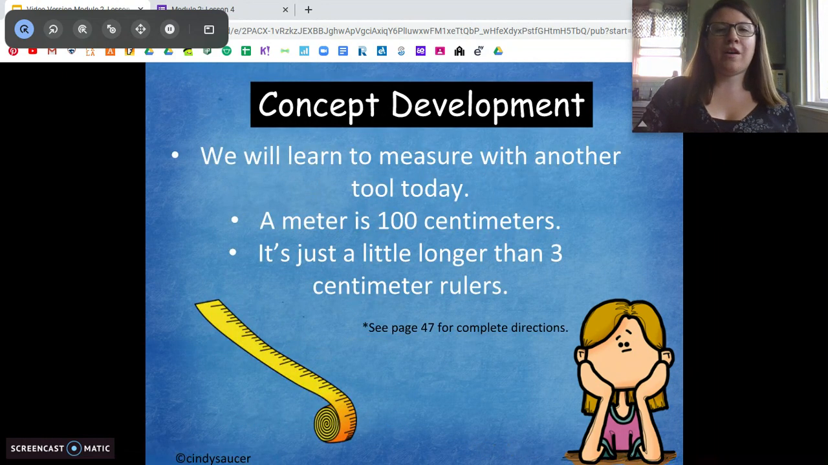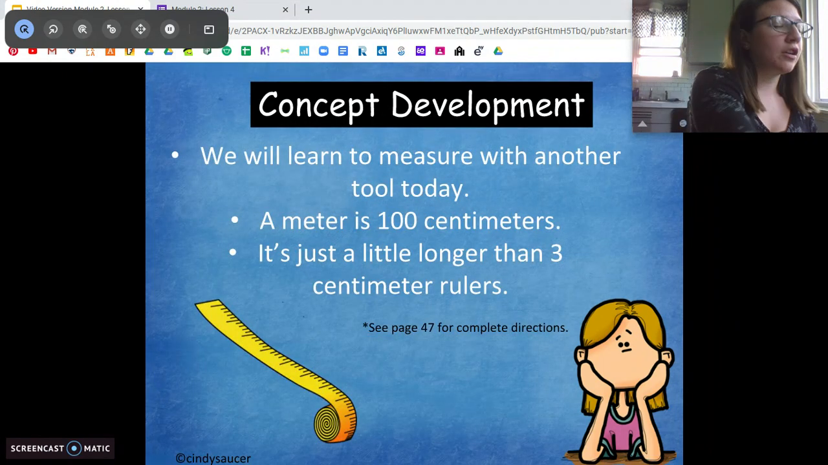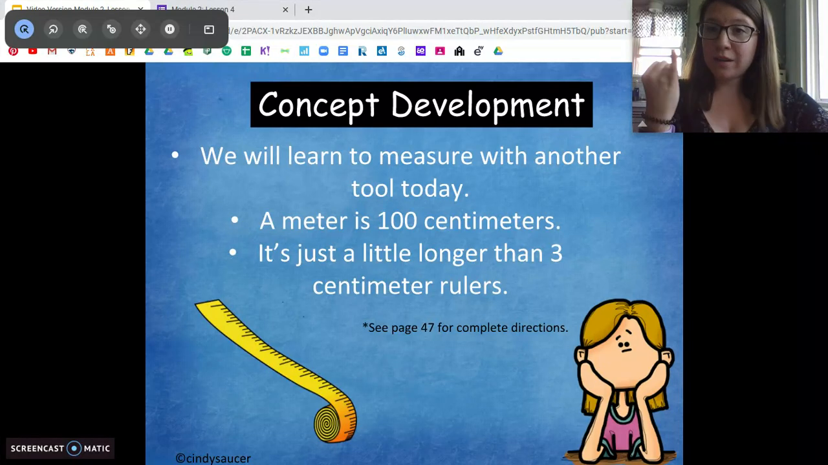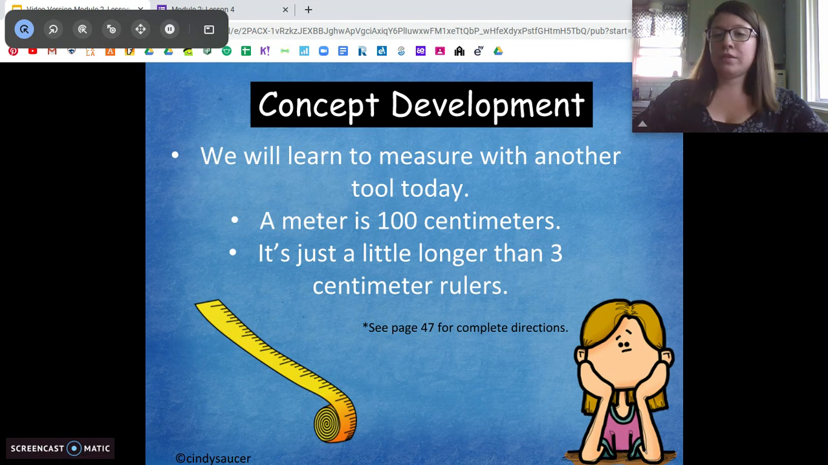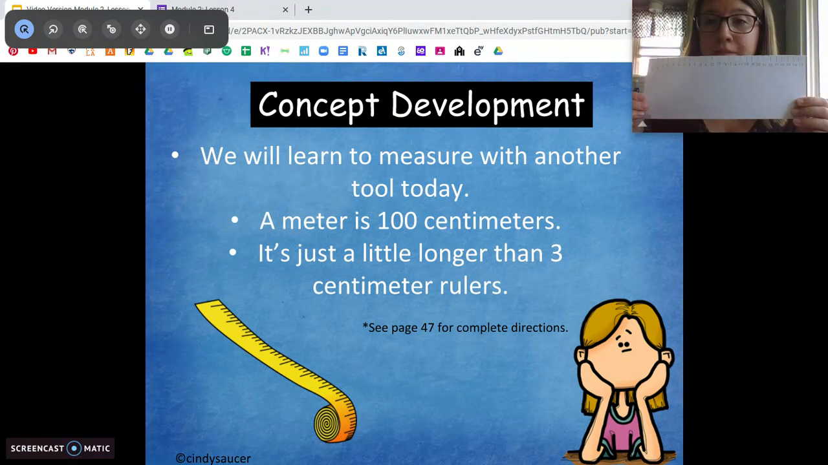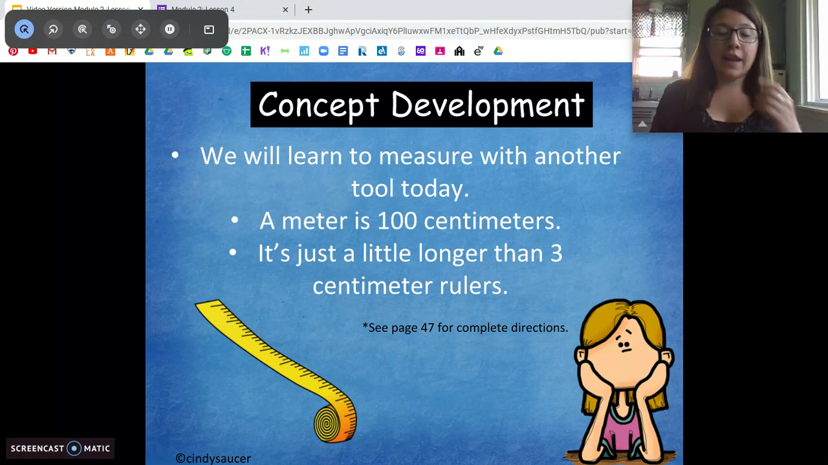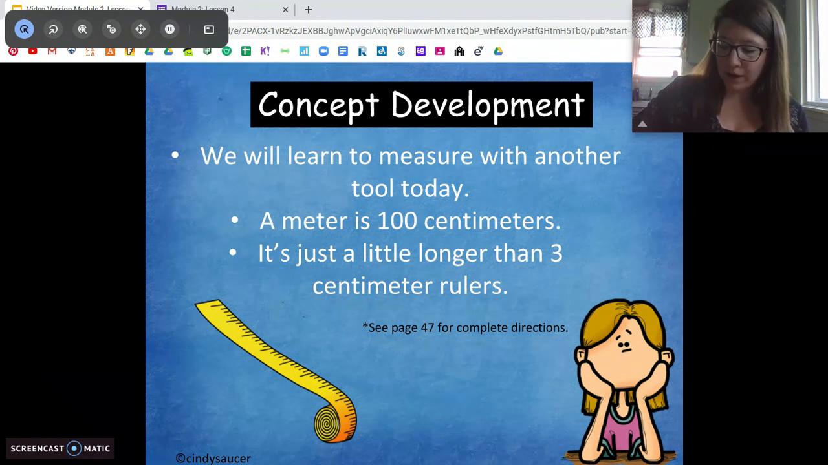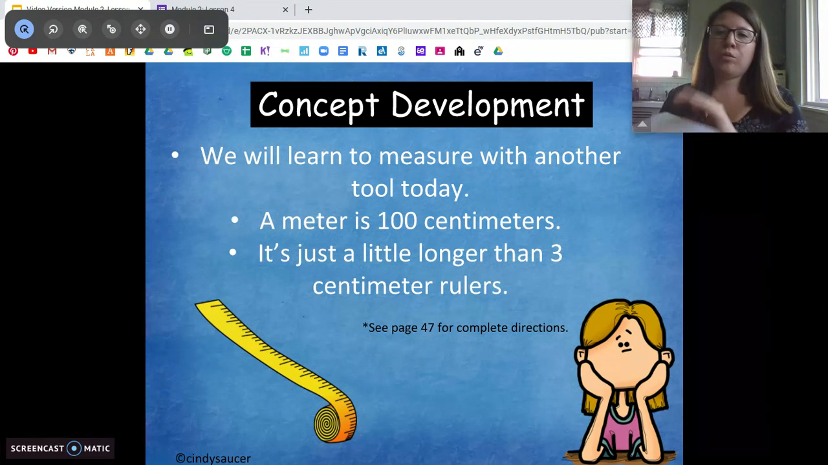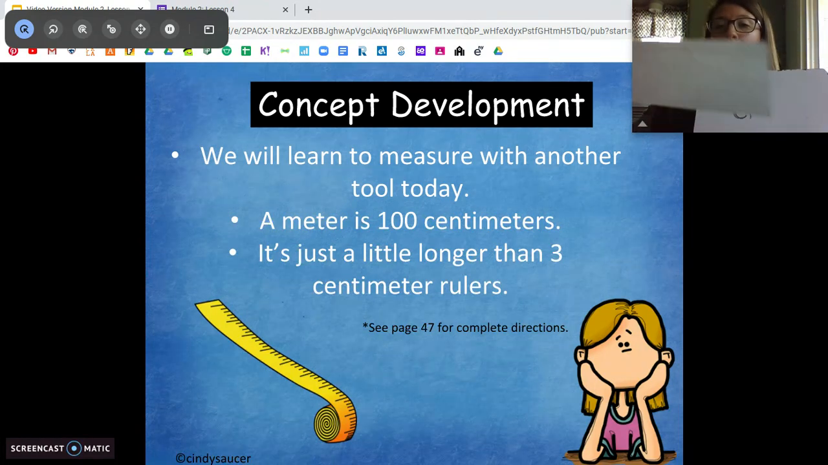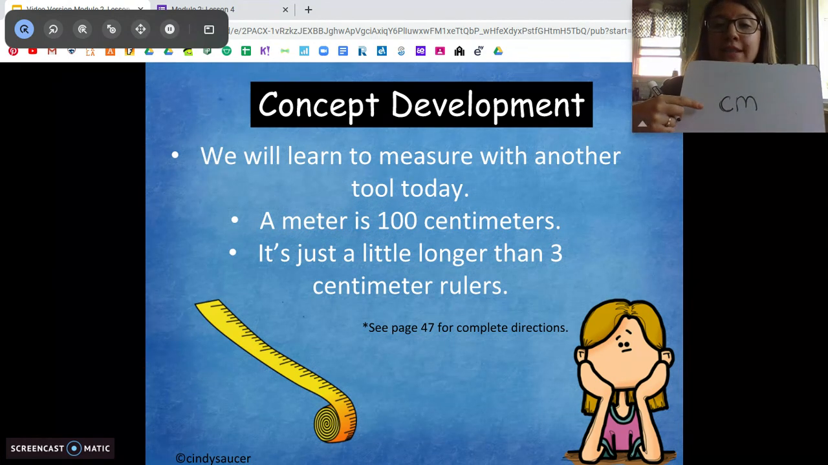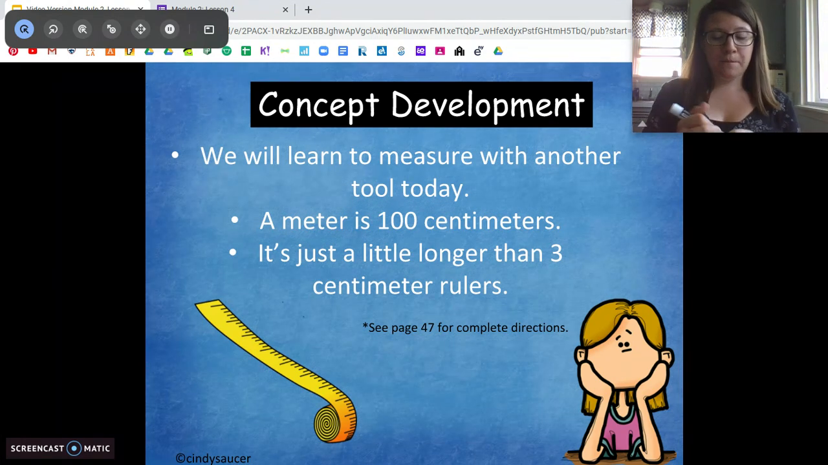Excellent job. All right. So today we're going to learn to measure with another tool. We've used centimeter cubes so far, or our pinkies, because we don't have centimeter cubes at home. And we've used rulers, or our own little centimeter rulers. Now, when we use the word centimeter, we don't always write the whole word out. We use cm to represent centimeter, okay? So if we measure with our little centimeters, we use cm at the end, okay?